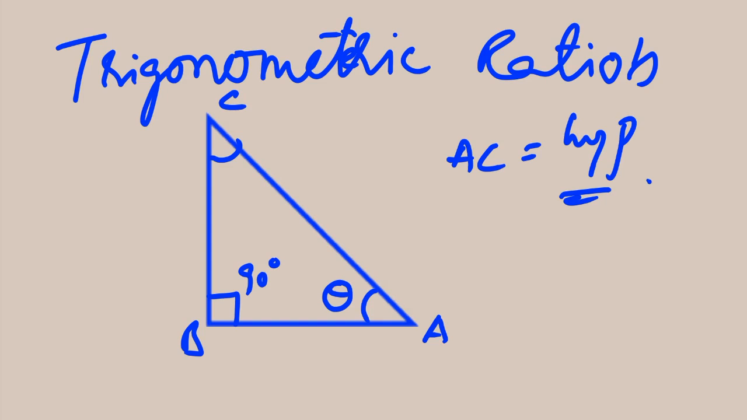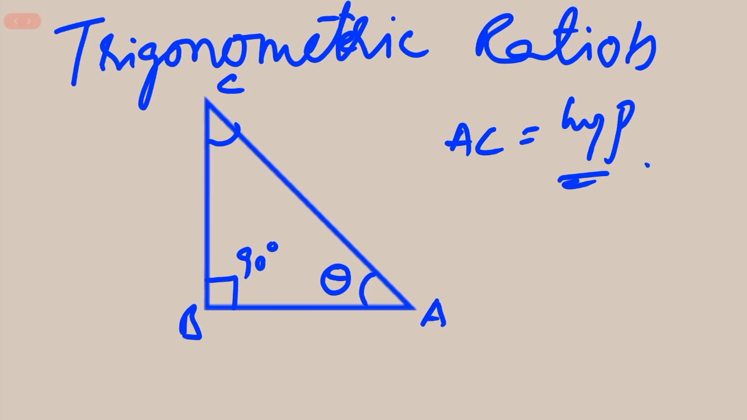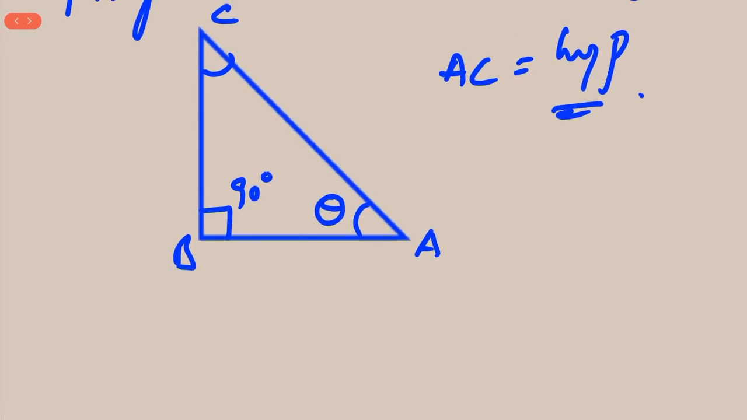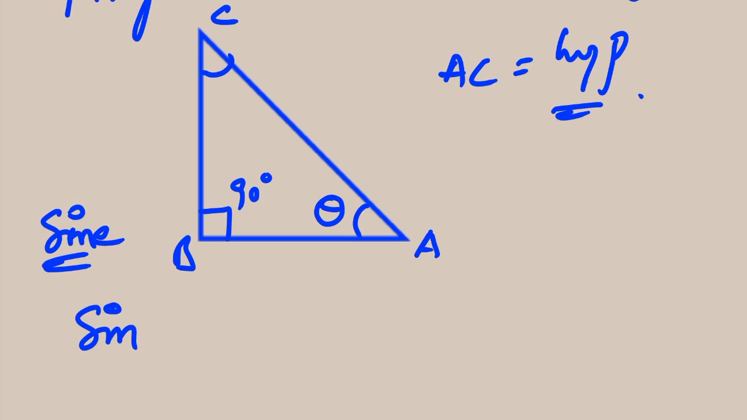So with respect to angle A, what are the ratios we'll get? Let us see the relation between the angle and the sides. In total, 6 ratios are there. What are the 6 ratios? Let us see. The first ratio we are defining is sine, which we simply write as sin.